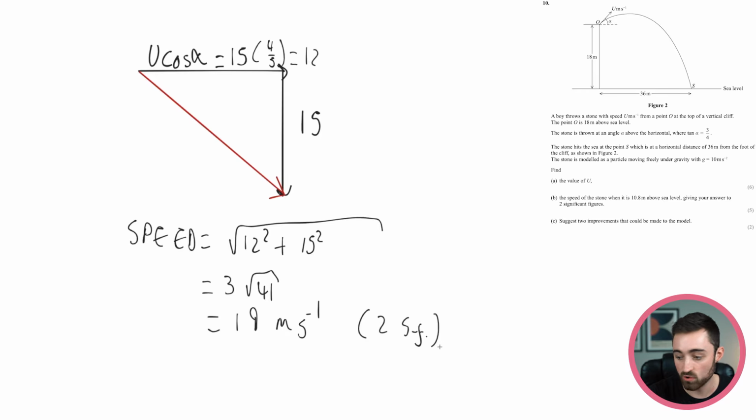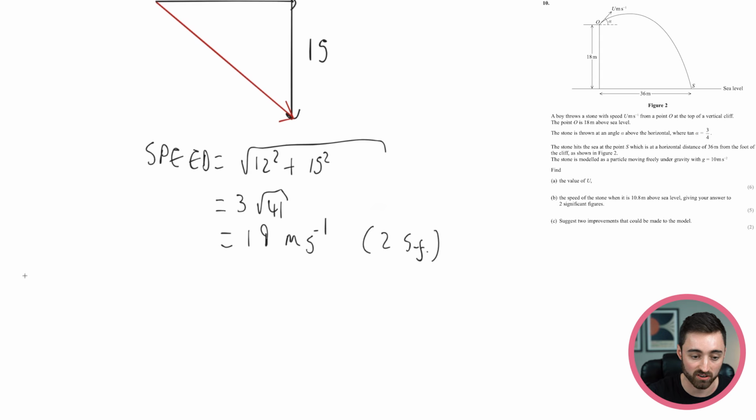Whew! So just 2 improvements that could be made to the model. Okay, quick one. The first classic, include air resistance, right? That's going to change everything. It's going to probably give us a deceleration horizontally instead of A being 0. It's as important. So we're going to want to include air resistance.